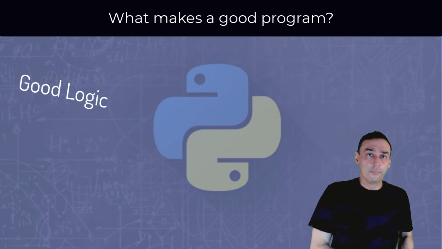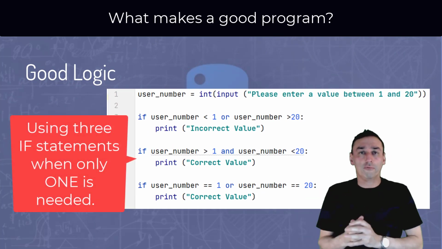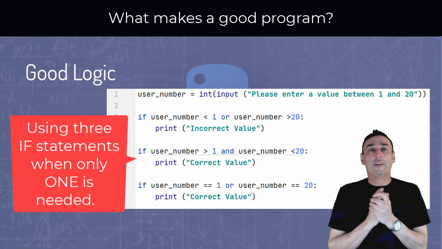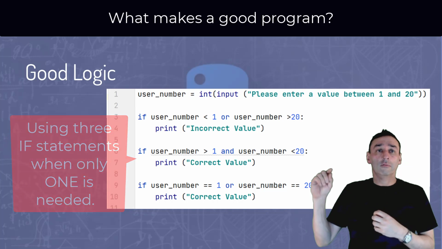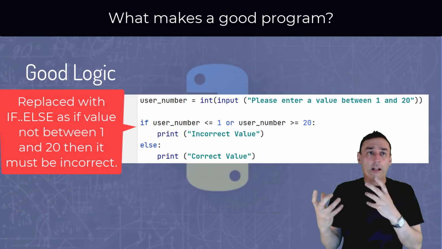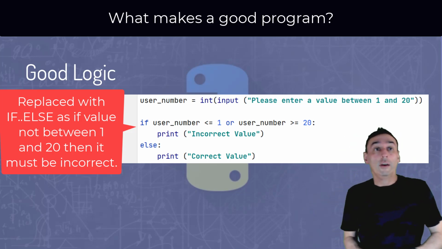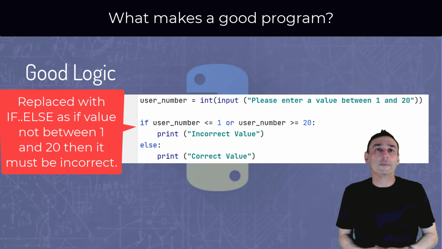Good logic. What I mean by that is, is it the best way you could approach this problem logically? I've used 3 if statements here in this particular validation, when instead of using 3, I could have just used 1. I don't need to test for all those other values, I just need one test that says, is this number between 1 and 20? So that's good logic, good simple logic.